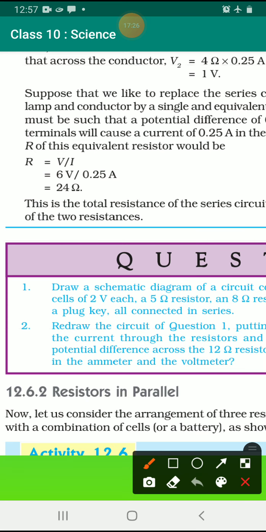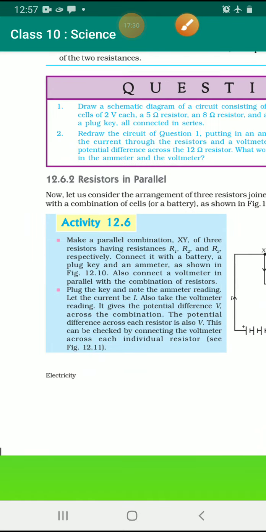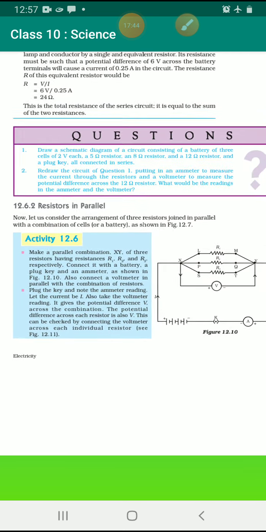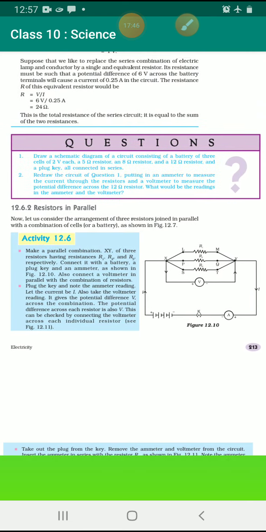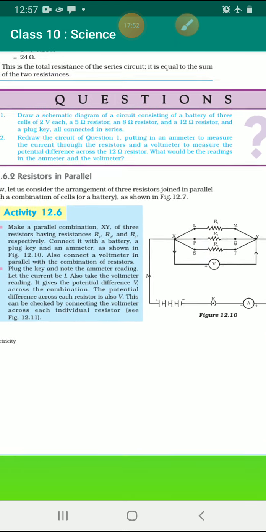Let's, without wasting time, try to understand the parallel connection. You know that in series, the resistors are connected in series connection. Rs is equal to r1 plus r2 plus r3 and so on, the formula. And as far as the parallel connections are concerned, we have discussed it. Suppose we take one more activity to understand here.